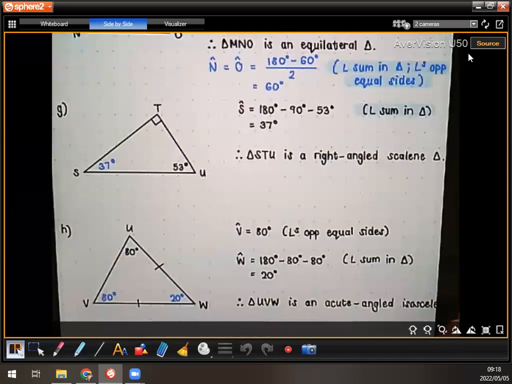Sorry, G is there underneath. You can look at G. Again, an easier one. You just had to calculate that third angle doing 180 minus 90 minus 53, angle sum of a triangle. And then you see that you have one right angle, so it's a right angle triangle. But then also you have three angles that are different, so it's also scalene. I'm just going to highlight all of these reasons quickly.